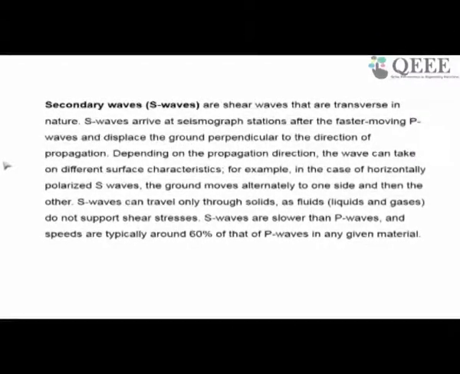The other wave, which is secondary, or the S waves, are shear waves. They are transverse in nature. So it reaches the receiver after the P waves, and depending on the propagation direction, the wave can take different surface characteristics, and the ground moves alternately to one side and then the other while the S wave travels. So as you may know, S waves cannot travel through fluid, as fluid doesn't have shear stress.